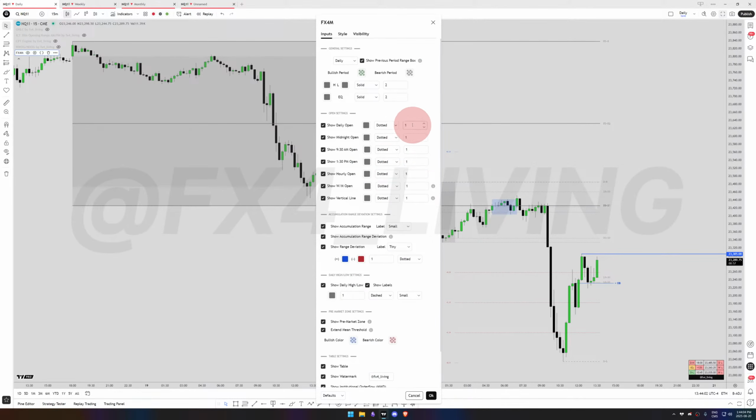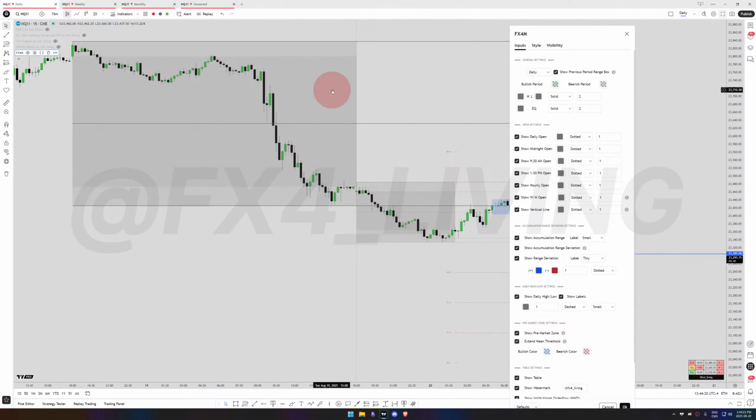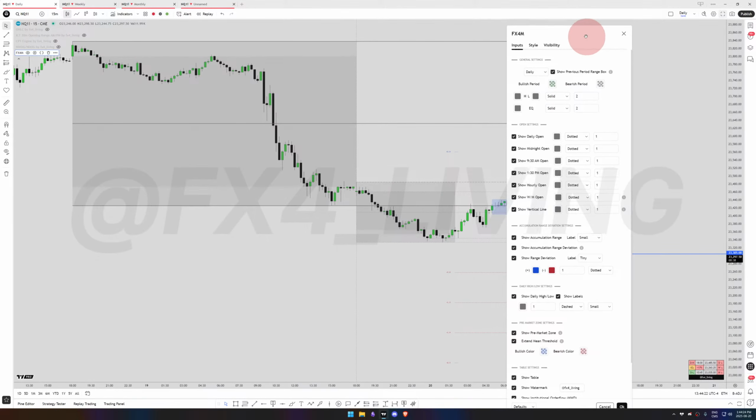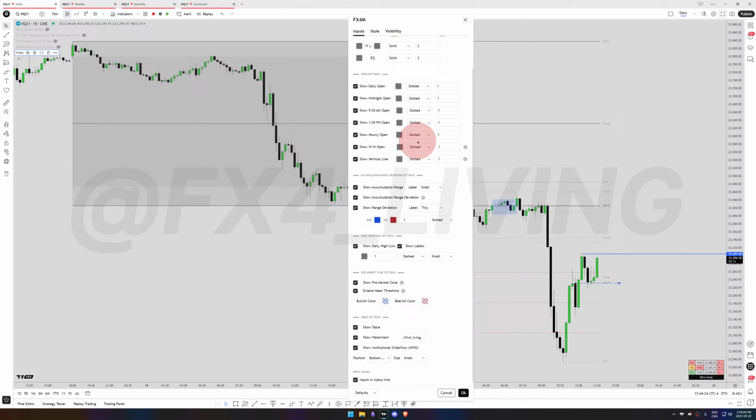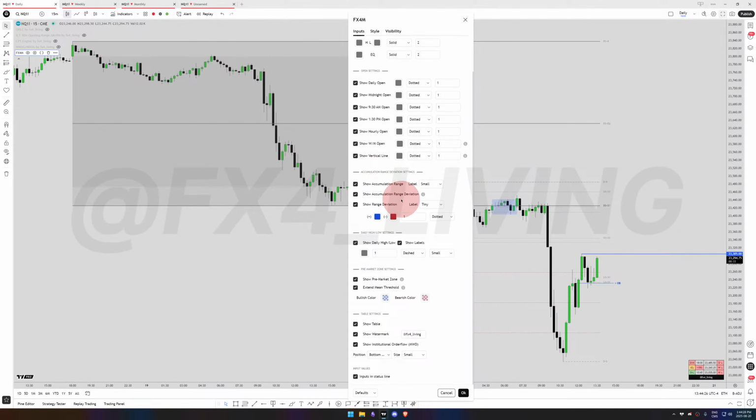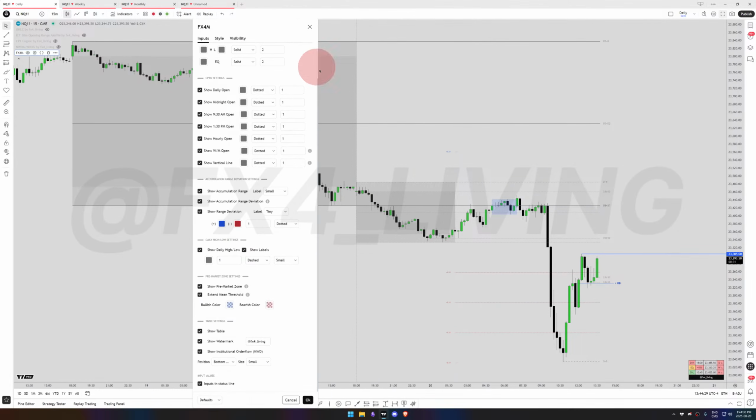So, a few open prices, which are critical in looking at where price is relative to these. Got daily, weekly, monthly, previous period that's been showing up. Accumulation range, which is basically one third of a range. The deviation of that range specifically, like these.